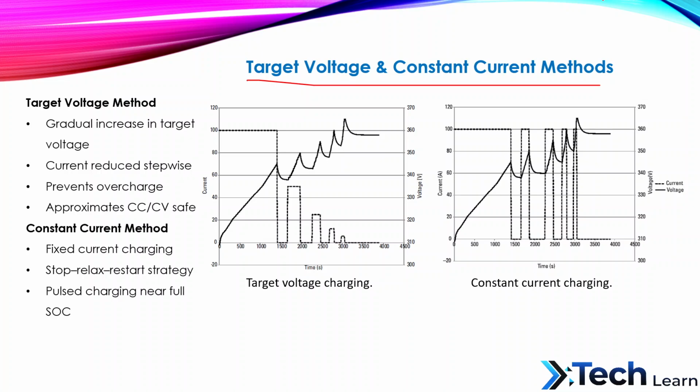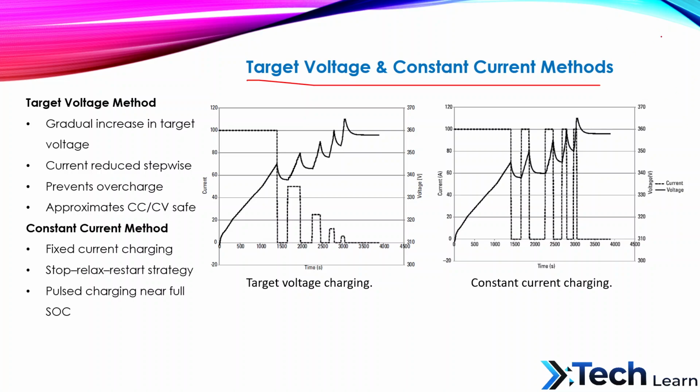Then coming to the constant current method, in systems without precise current control, constant current charging may be used. A target voltage is already defined. When the highest cell reaches this voltage, charging will stop. The battery is allowed to relax. When the voltage drops below the restart threshold, charging resumes. Near full SOC, charging occurs in pulses. Relaxation periods increase as the battery approaches full charge.